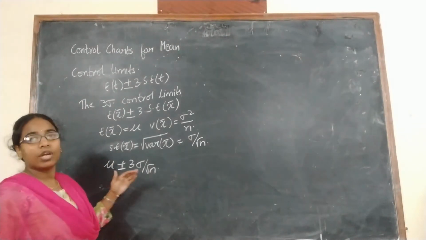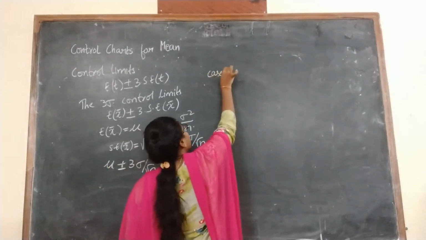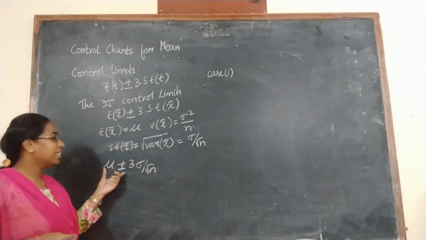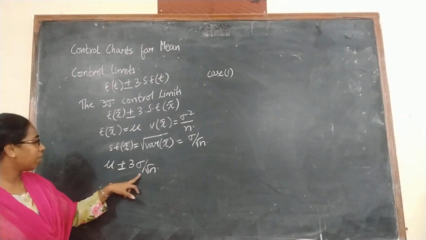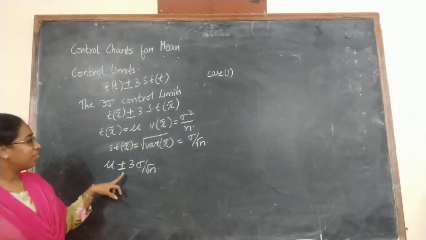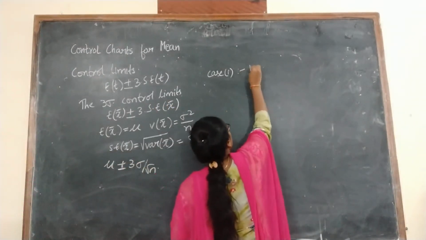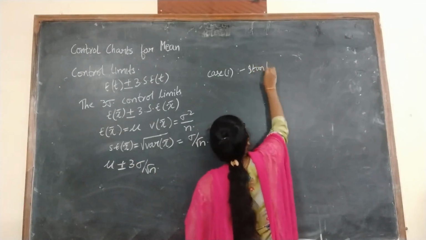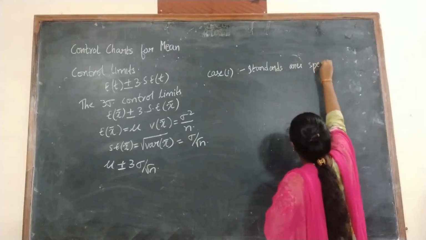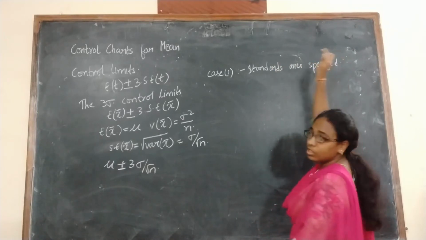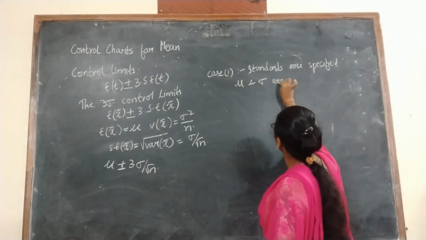So for the mean chart or any chart, there will be 2 cases. Case 1 is where the standards are known. Standards means the parameter values. Here, what are the parameter values we have? Mu and sigma. If these values are known, that will be the first case, if the standards are specified, meaning mu and sigma are known.